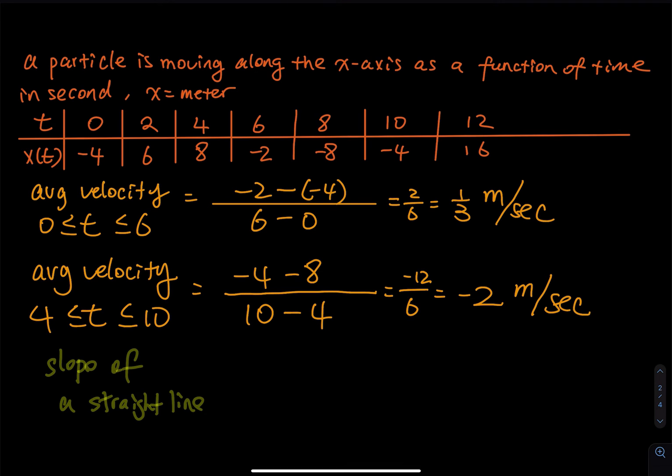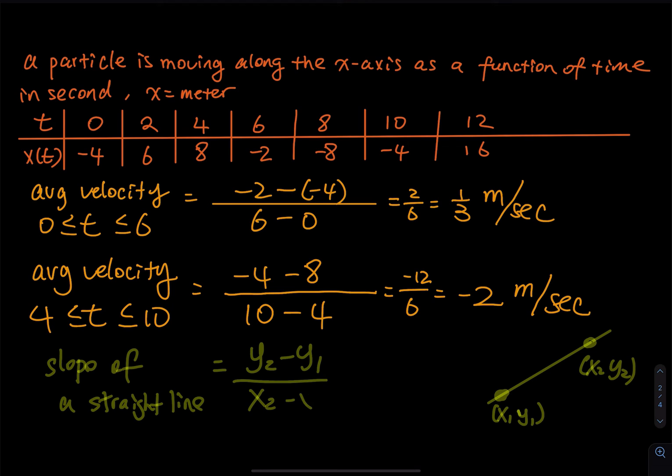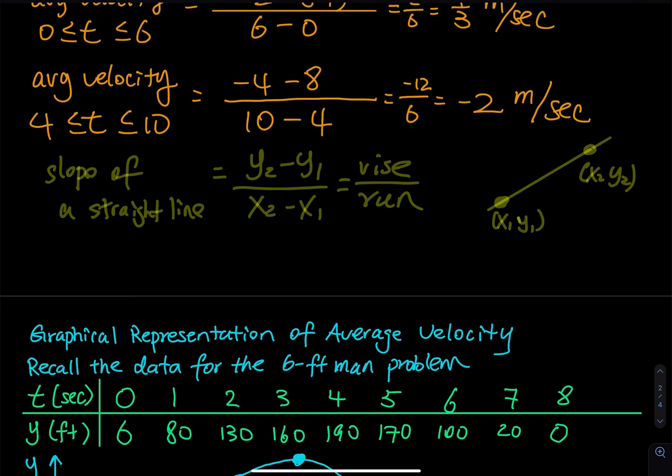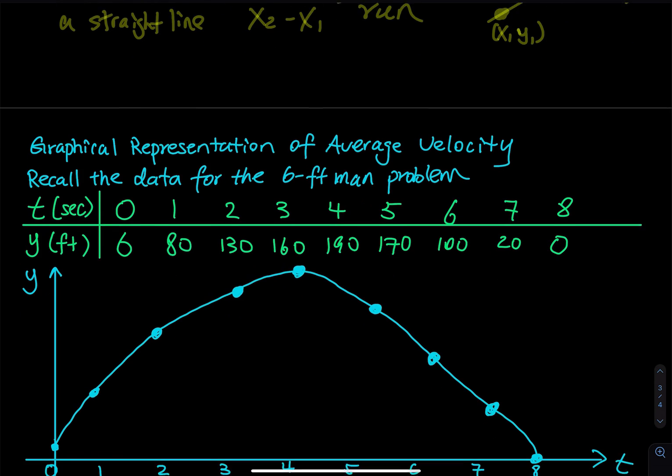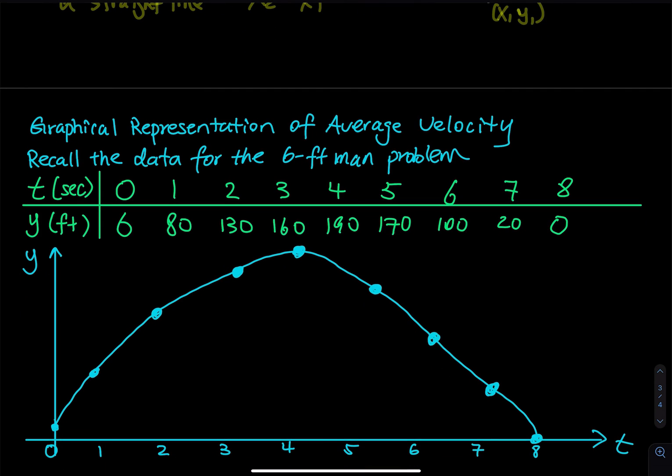So with the slope of a straight line, you have a straight line, right? This is one point, this is another point. What's the slope? This is x1, y1, and this is x2, y2, and the slope is rise over run, which is y2 minus y1 divided by x2 minus x1. This is called rise over run. Okay, so we need this idea for the next problem. I recall the data for the 6 feet tall man problem. So this is the data that we just used.